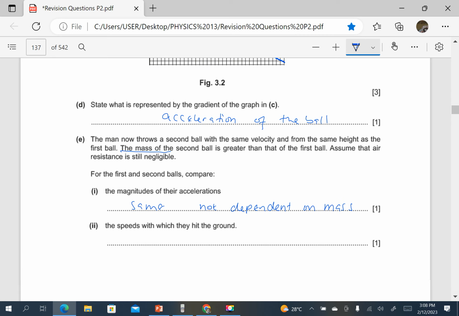Then the speeds with which they hit the ground. Since the speed is also not dependent on the mass, because we are using equations such as v squared is equal to u squared plus 2as, and this has not changed, the speed is the same. So the speeds are the same. It is not dependent on the mass.